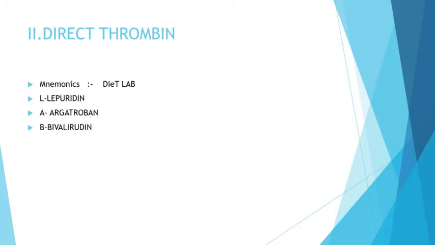Next, direct thrombin inhibitors. The mnemonic is DIT, direct thrombin, DT. L stands for lepirudin, A stands for argatroban, and B stands for bivalirudin. So we have three drugs here in the direct thrombin inhibitors.